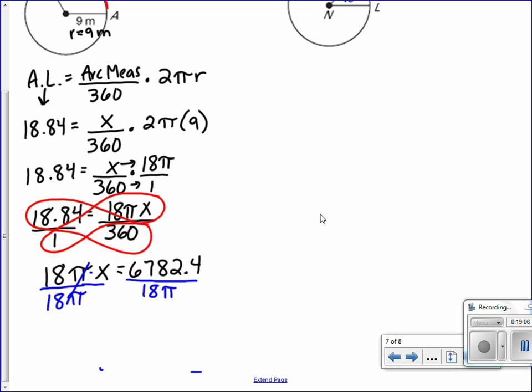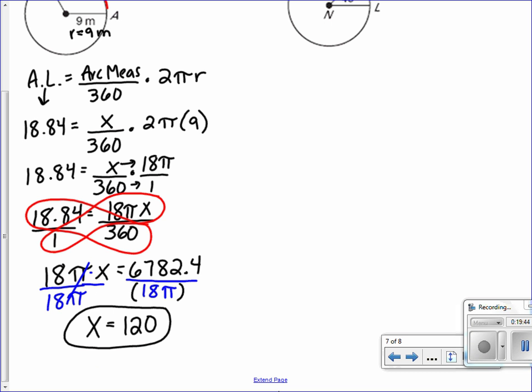So you could leave your answer as x equals 6,782.4 divided by 18 pi, or you can actually put it into your calculator and divide it all. Since it doesn't specify for us to leave it in terms of pi, I would just divide it. You end up actually getting 120. When you're dividing in your calculator, type in 6,782.4 divided, and then put 18 pi in parentheses because that's like one group. You will end up getting a nice whole number, 120.